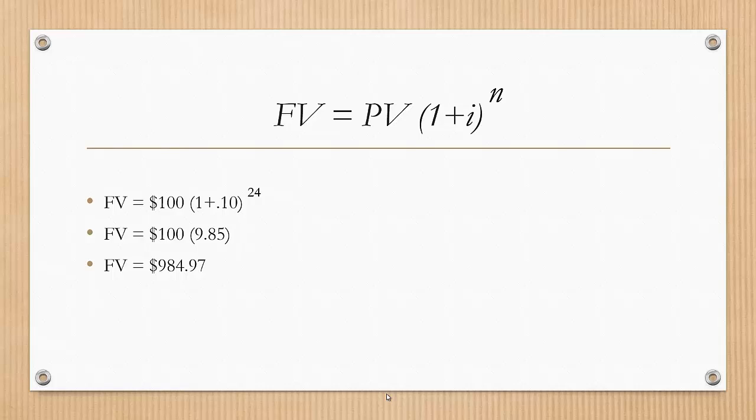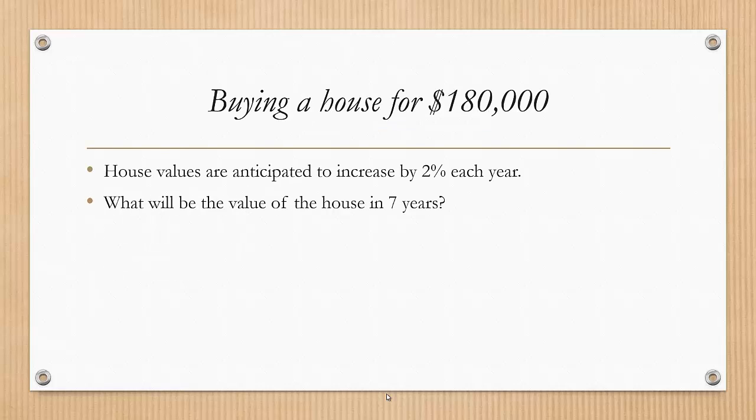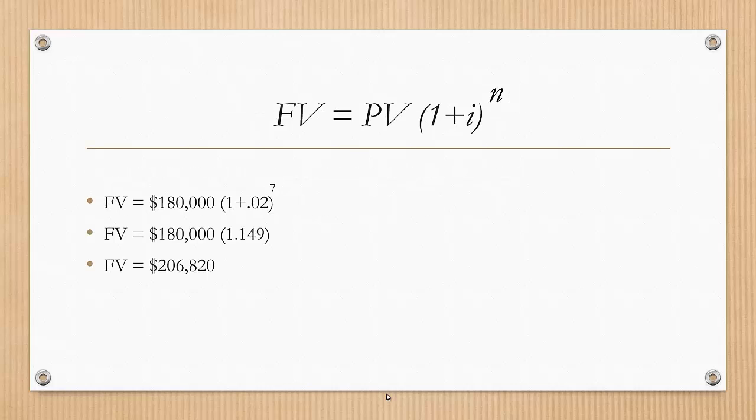Now let's pick a more practical example. Say you want to buy a house for $180,000. If the real estate in our area is expected to increase by 2% each year, what will be the value of our house in 7 years? Please place this lecture on pause and calculate the answer. The answer is $206,820. Our house would increase in value by $26,820 over a period of 7 years.